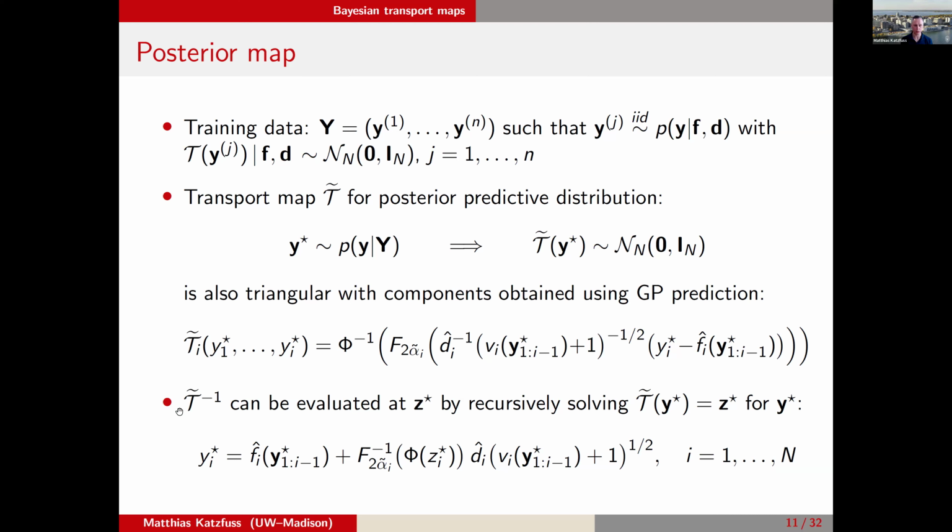We also can evaluate the inverse of this posterior map T tilde by recursively solving this system of equations for any given Z star and solving that for Y star. So we just have to compute this yi star in this recursive manner for i equal 1 up to n. Again, don't worry about the details of the notation here, this is just to say that we can do this in closed form.